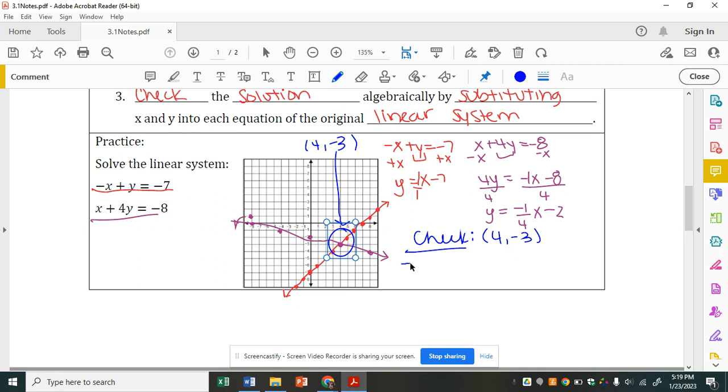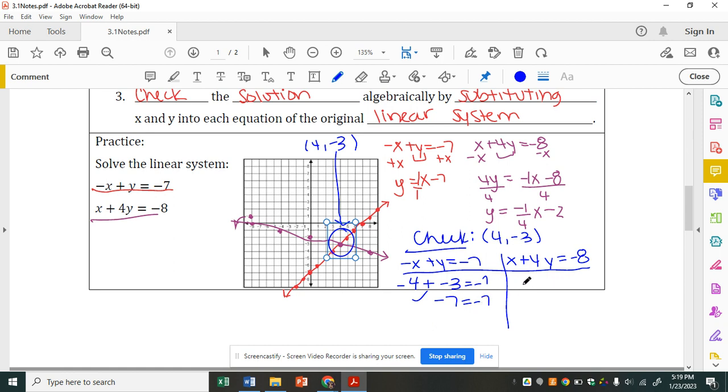So I'm going to take my first equation, this negative x plus y equals negative 7. I'm going to plug in the 4 for x, and I'm going to plug in the negative 3 for y, and I'm going to double check, does that give me negative 7? So I'm going to have negative, and then I'm going to plug in my x value, 4. Then I'm going to have addition. My y value is negative 3, and negative 4 plus negative 3 does give me negative 7. So I know that that point is a solution for my first equation.